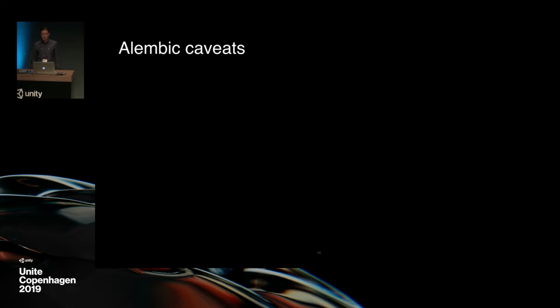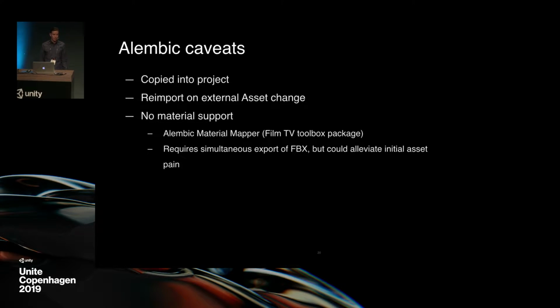There are a few caveats to be aware of when using Alembic. One, like any other asset, it's copied into your project locally. This can get very heavy when working with simulation data, which can easily run into the hundreds of gigabytes. So you'll need to re-import on any external asset change, and there's no material support. But I should point out that there's the Alembic Material Mapper, which is available in the Film and TV Toolbox package that's available through the Package Manager. It requires simultaneous export of an FBX, but it could alleviate a lot of the initial asset pain.